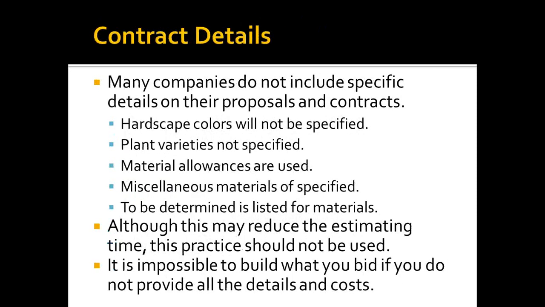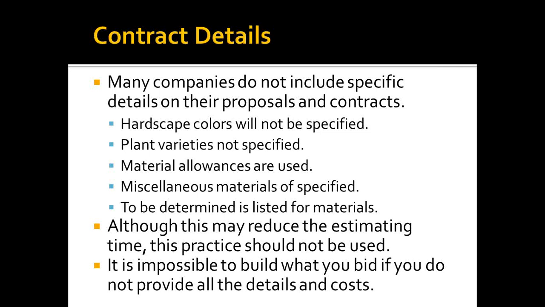Well, let's talk about some details in the contract. Again, I think this is somewhat a response to the price pressure, but a lot of companies don't include specific details in their proposals. Hardscaping colors, for example, paver colors are not specified. Plant varieties are not specified. Material allowances are used. So instead of listing all the drainage parts that you're going to need for a drainage installation, the salesperson would just say drainage allowance $300.